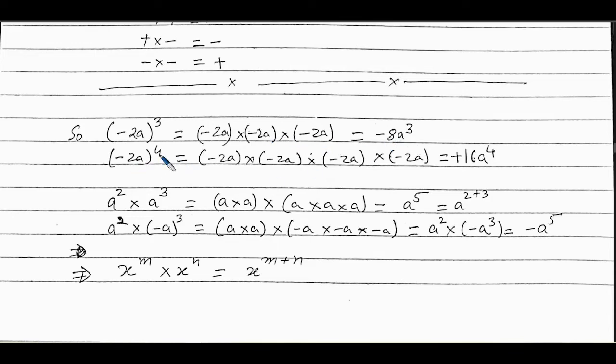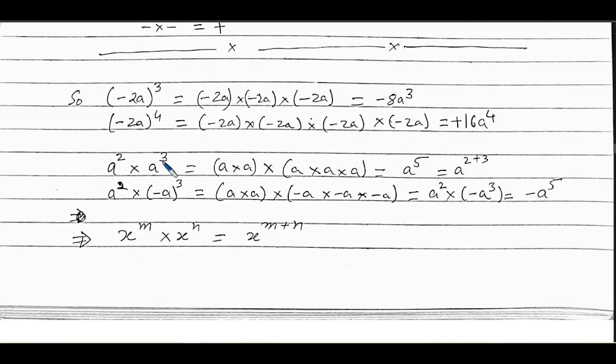What is minus 2a to the power 4? Again I do the same thing. Okay, 4 times. Minus into minus is plus, plus into minus is minus, again minus into minus is plus. Okay, so plus here I write. Then 2 into 2 into 2 into 2 is 16, a to the power 4.